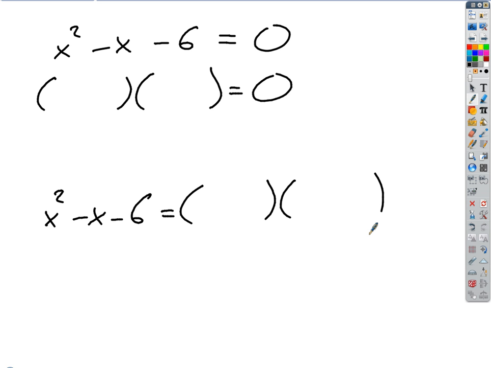Let's try this. So we can be a little bit tricky about this, right? We know that the first times the first has to give me x squared, doesn't it? So what are the first two terms of each factor? It's got to be x, right?